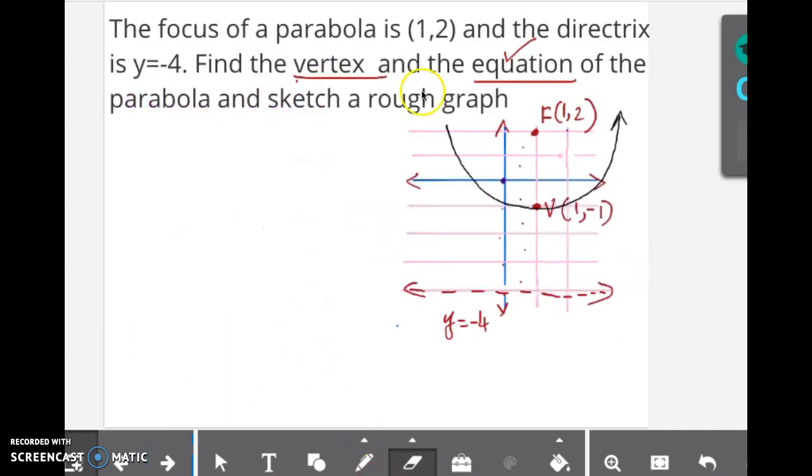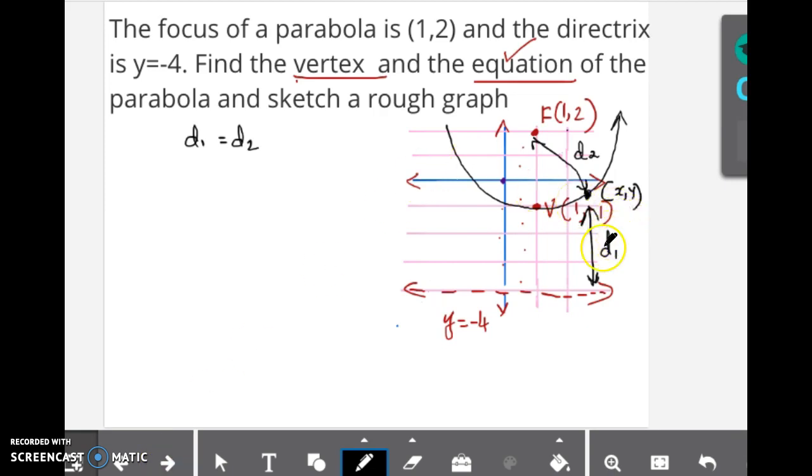So back to our question. We already found the vertex of this parabola. Now we have to find the equation of the parabola. We are going to find the equation of a parabola by equating two distances. I'm going to pick a random point (x, y) here, as I showed you in the other examples before. I'm going to call the distance between the point and the focus d2, and the distance between the point and the directrix d1. So equating d1 to d2 will give me the equation of this parabola. Let me show you how it's done.